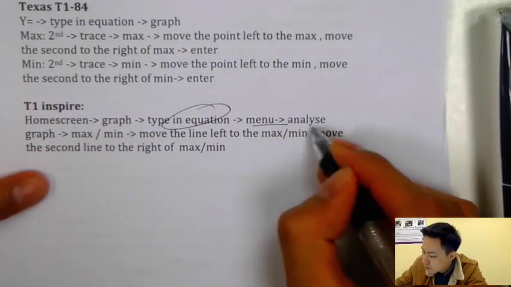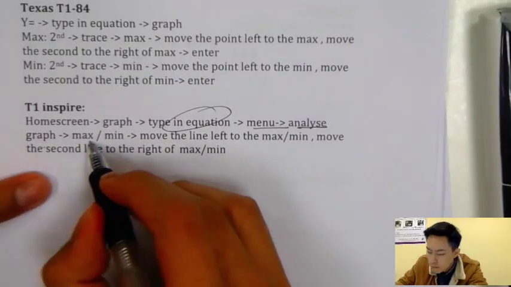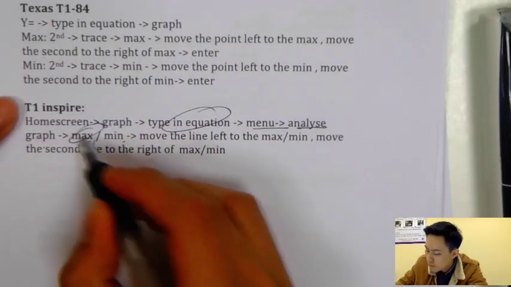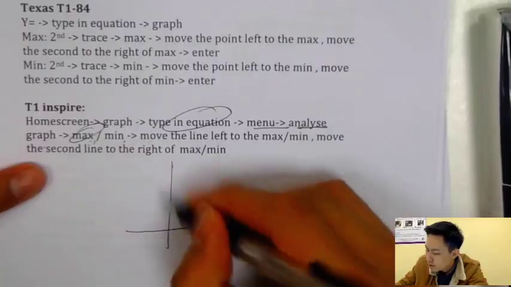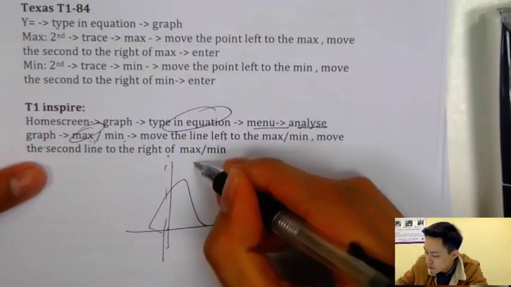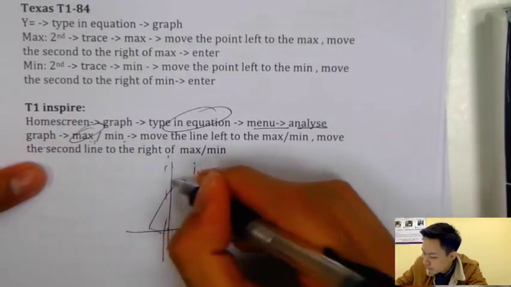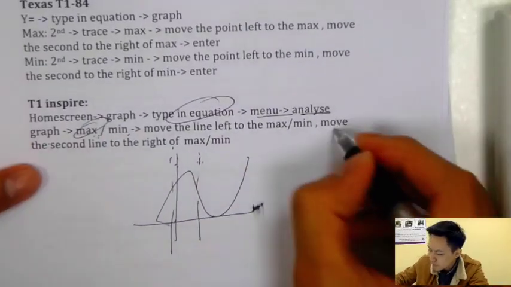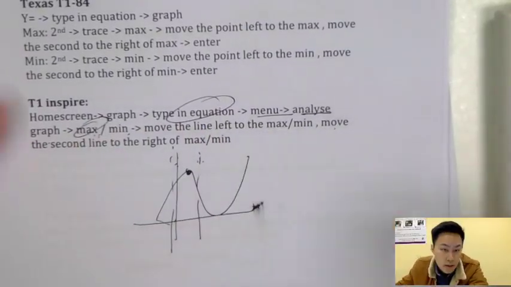So for TI-Nspire, you have to go to screen and then graph and type in the equation, and then go to menu, analyze graph, and then you choose maximum or minimum. Okay, choose maximum, then move the line. You will see a dotted line. Move the dotted line to the right hand side. Fix these two bounds, and then enter. Then you will find the maximum point.